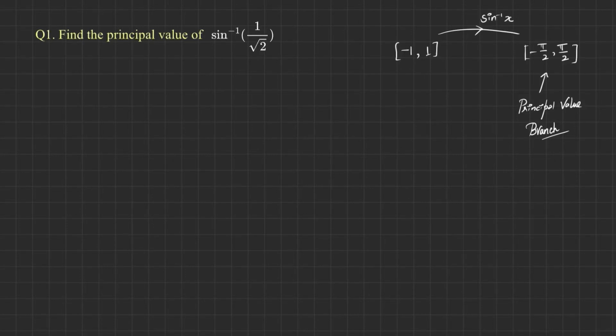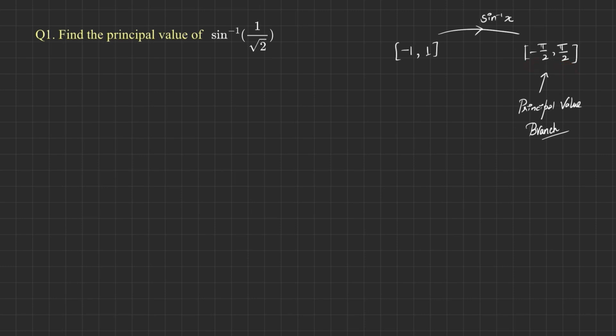Hello students, we will be doing some problems related to inverse trigonometric functions. So here the question is asking to find the principal value of sine inverse of 1 by root 2. Now here, as you can see, sine inverse x has domain minus 1 to 1 and it has a range from minus pi by 2 to pi by 2, that is minus 90 degrees to 90 degrees.